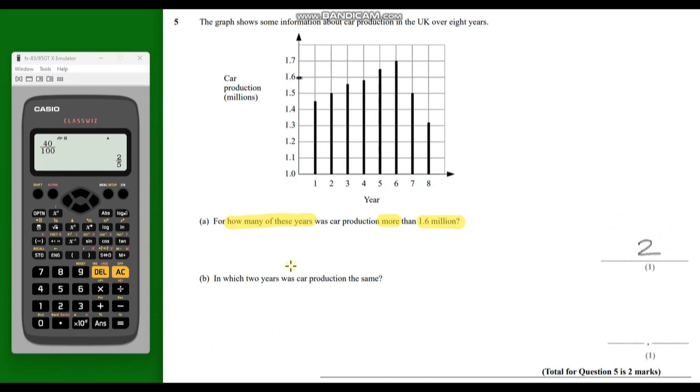Okay, part B. In which 2 years was car production the same? Right, let's look at our graph again. So you're looking for two years where it's the same, and I think I've spotted it. So I can see that this here, year 7 is 1.5 million, and year 2 is also 1.5 million. So this time we do need to give the years. So year 2 and year 7.